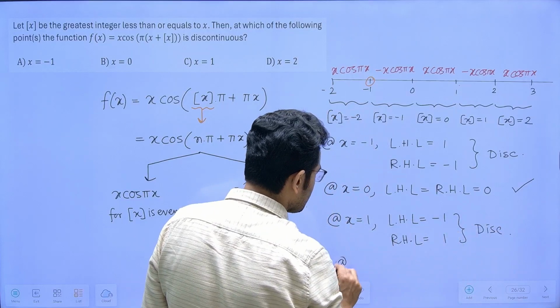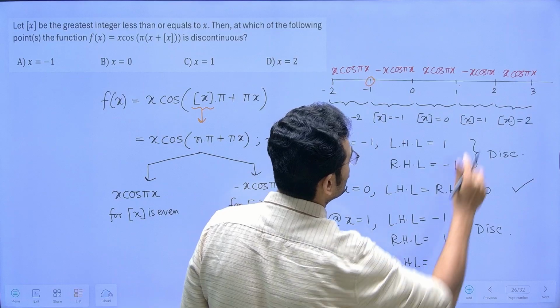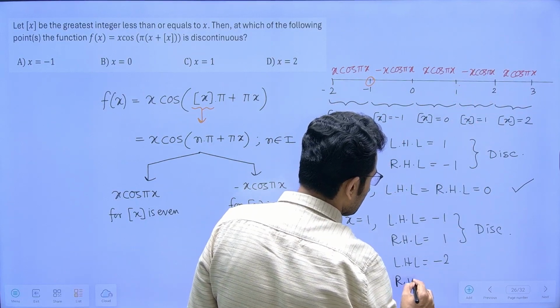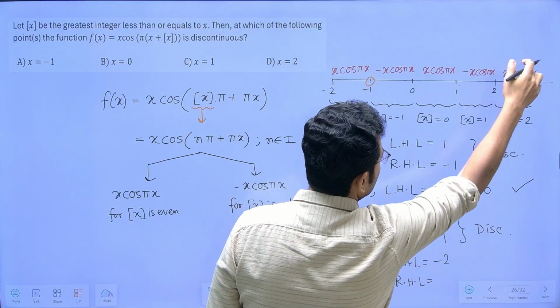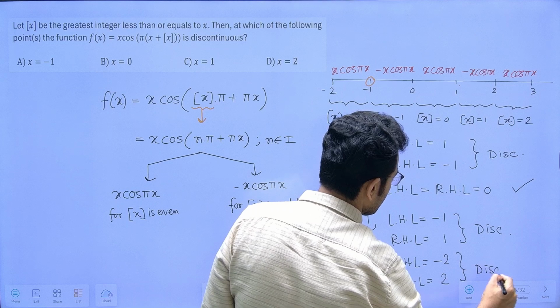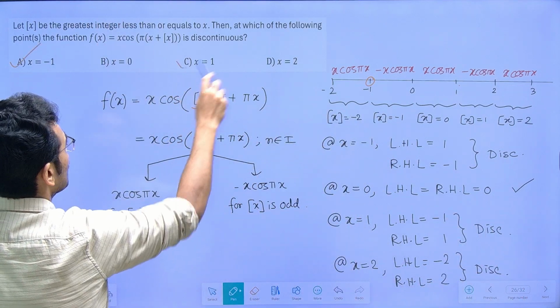And finally at x equal to 2, LHL will be, putting 2 here, -2, and RHL, putting 2 here, will be +2. So again it will be discontinuous. So the function is discontinuous at -1, 1 and 2.